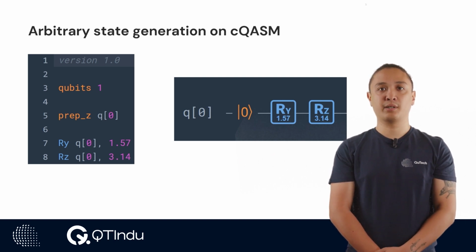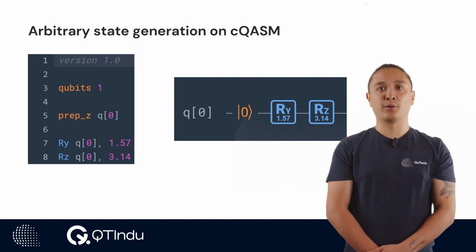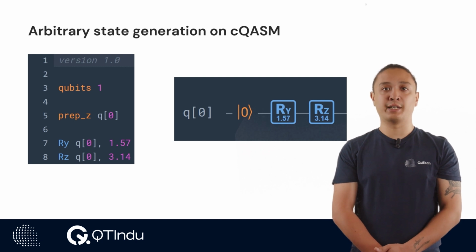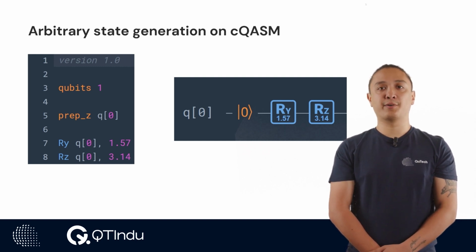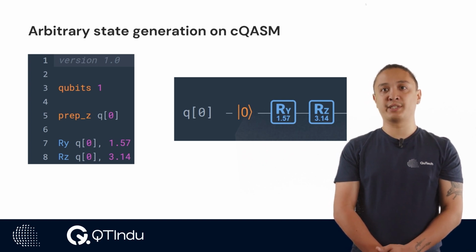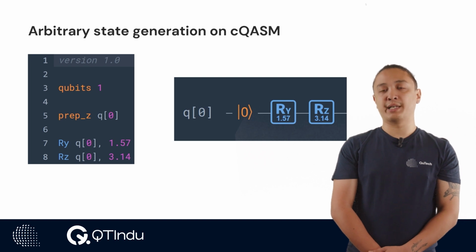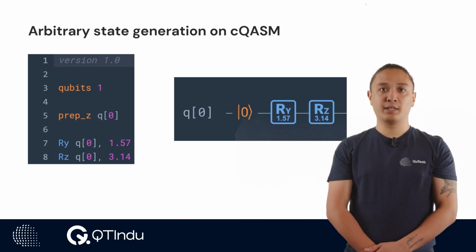of radians. Here, we use theta and phi to be pi over 2 and pi, or in radians 1.57 and 3.14 respectively. We can see the corresponding circuit on the right. These gates will generate the minus state as shown in the previous slide. To generate any arbitrary state with some theta and phi, we must replace the values of these angles.